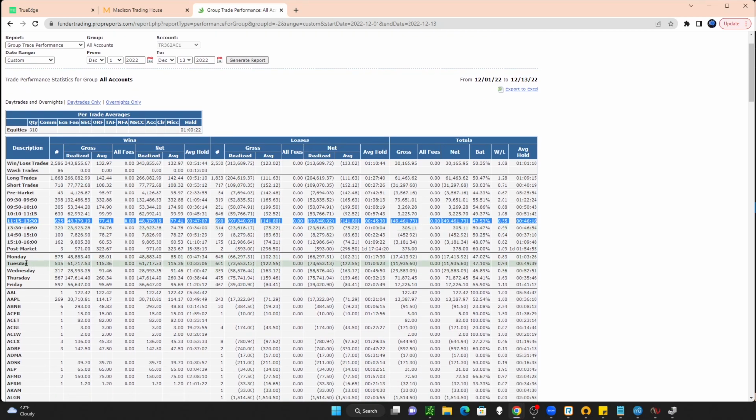Okay, going down. So as far as days, we have a fairly equal distribution of trades, but Wednesday is the day we trade the least.